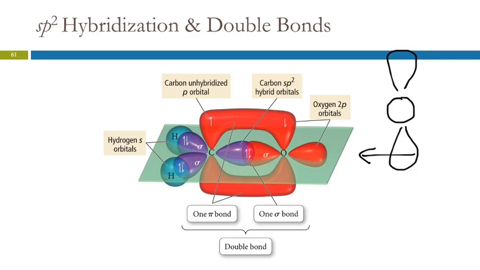So the sigma bond is end-to-end overlap. It's symmetrical. The pi bond is not symmetrical. Any questions?